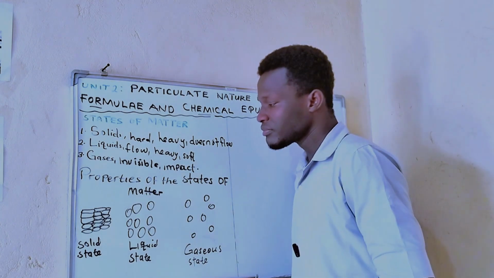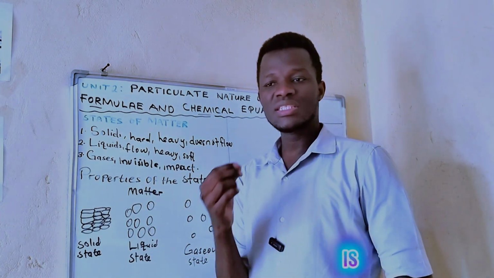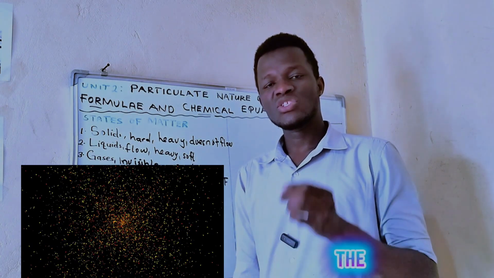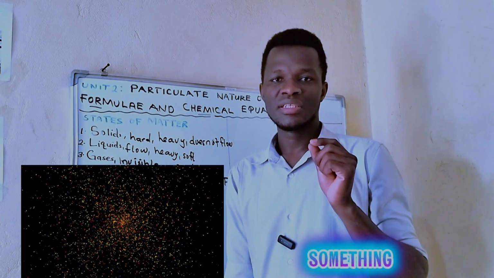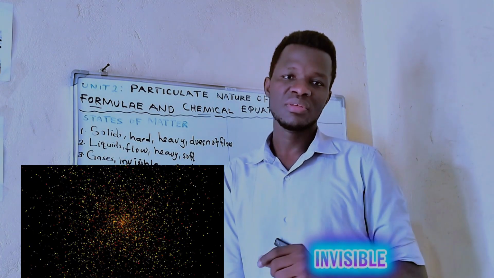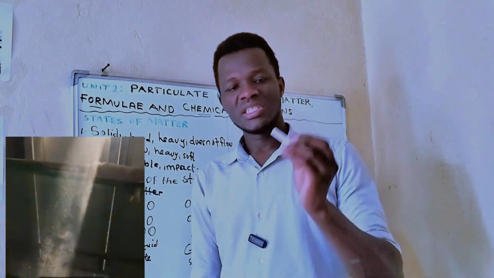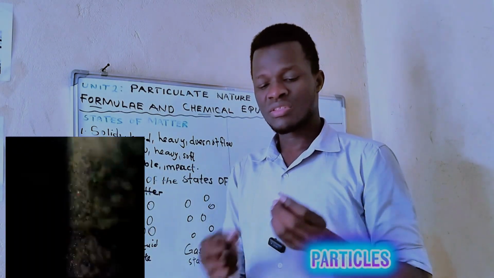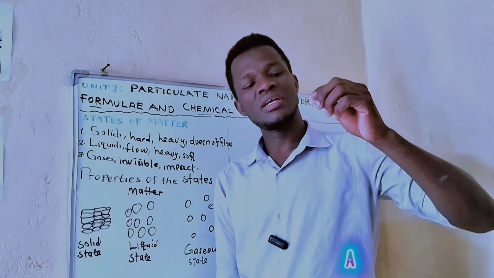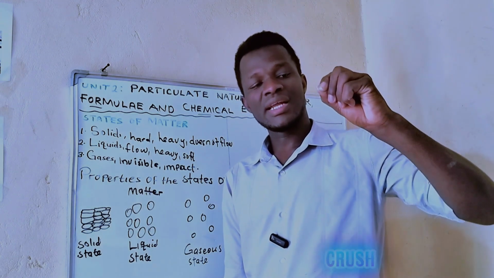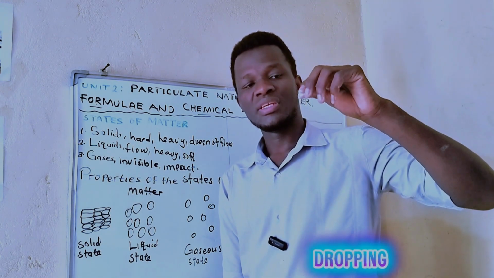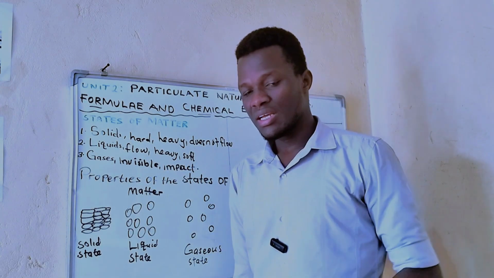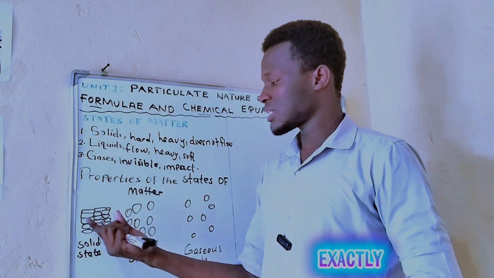For example, in terms of particles, first of all, what is a particle? A particle is basically the smallest part of something that can either be visible or invisible. For example, this is a piece of chalk in my hand. Then this chalk is made up of particles. When I take a little part of it, then I crush it, you're going to see some things dropping, and that is what we call particles. When you put together the particles, you're going to get the chalk. Now, this is exactly what we mean.